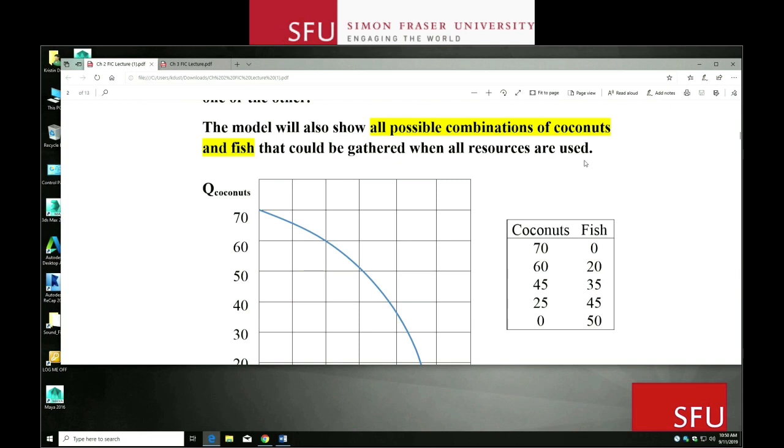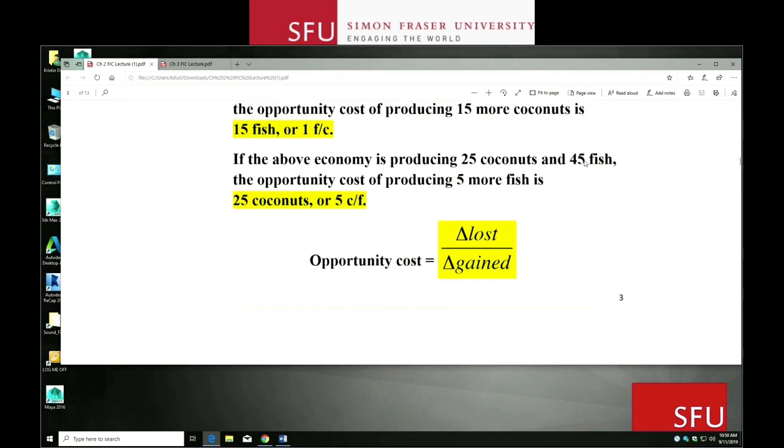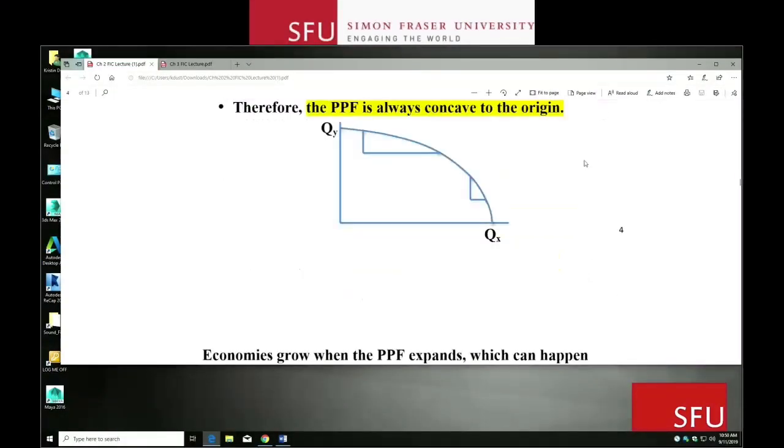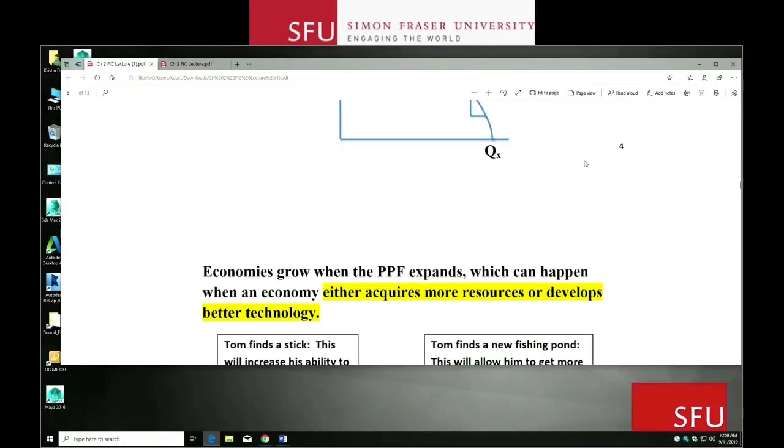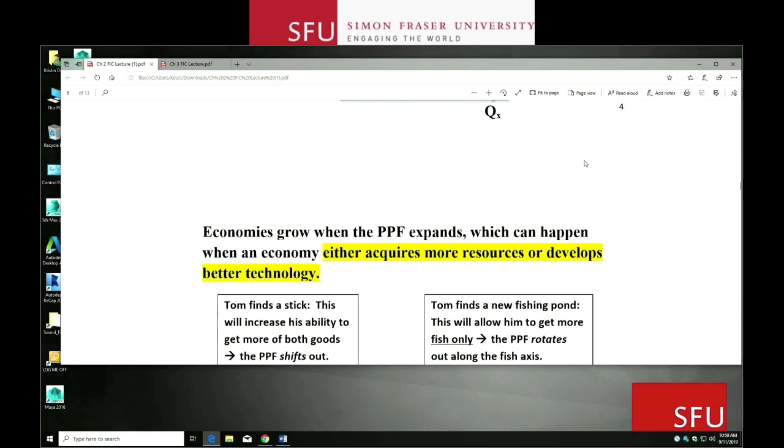So we have to say that for this line, technology and resources are fixed. But if those change, we will get a new line. Okay, so we'll get a new line. And so that would be economic growth if it's moving outwards. There we go. Okay, so economies grow when an economy either acquires more resources or develops better technology.